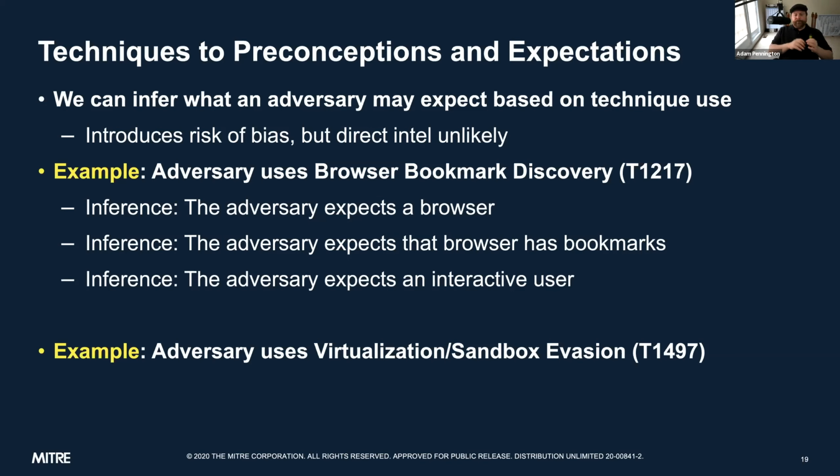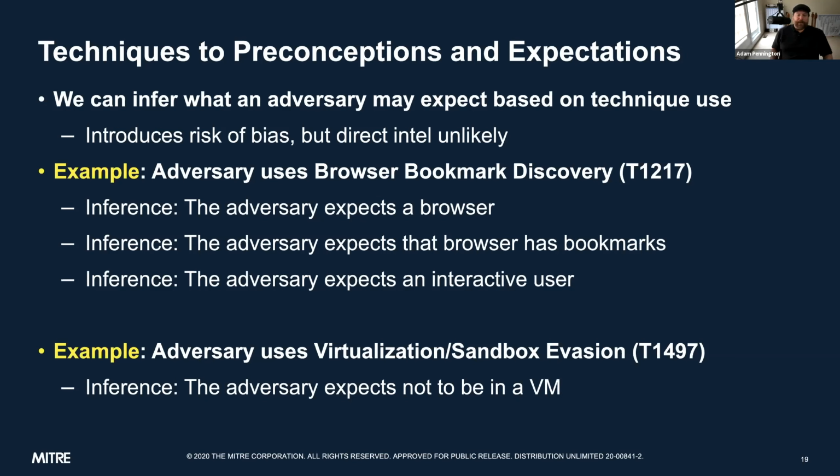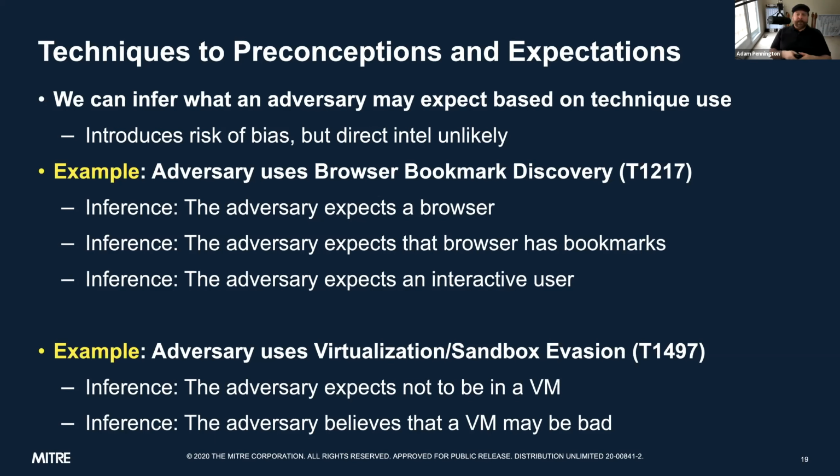Similar to that, we have a technique like virtualization sandbox evasion. In a lot of cases, the implementation of this technique is that we have adversaries running code or processes where if they see a virtual machine, their code exits or they end the intrusion. From that kind of behavior, we might be able to infer that the adversary expects not to be in a virtual machine, and we can probably infer that the adversary believes that a virtual machine might be bad. Why would they be ending the intrusion otherwise? This is a process we're going to be using throughout the rest of this process in order to look at what it appears our adversary's preconceptions and expectations are.